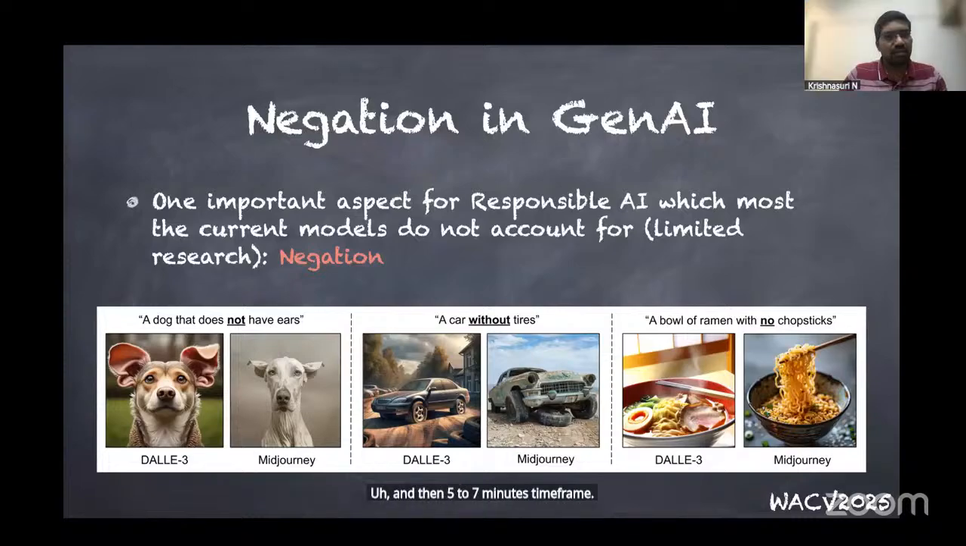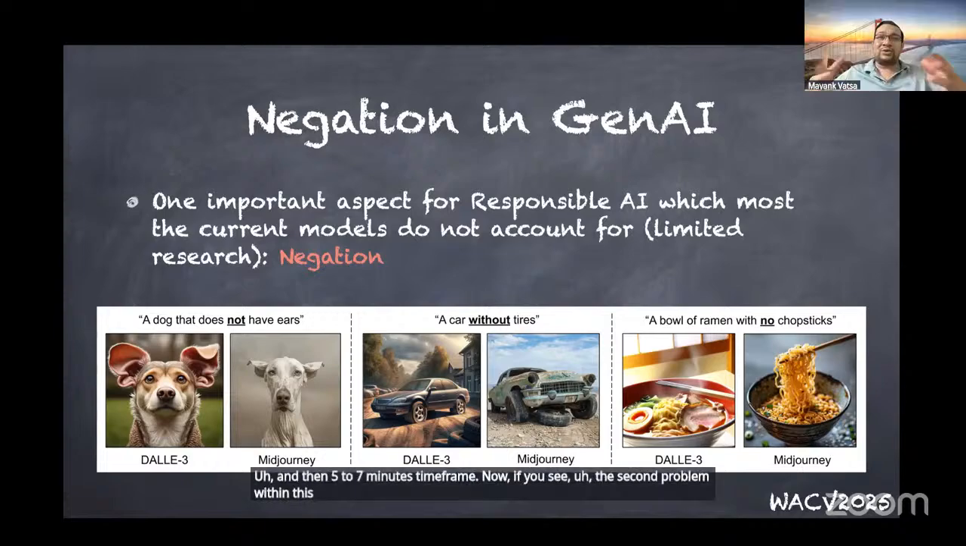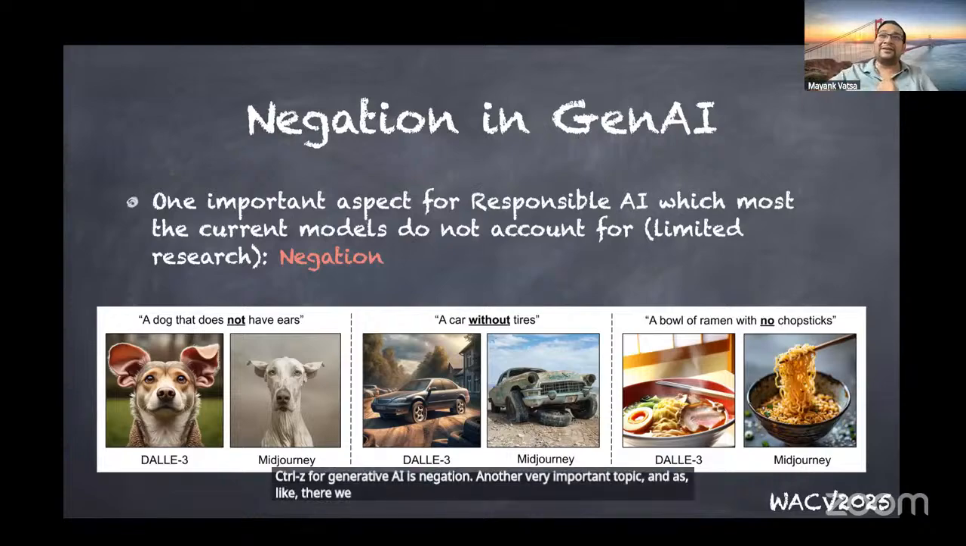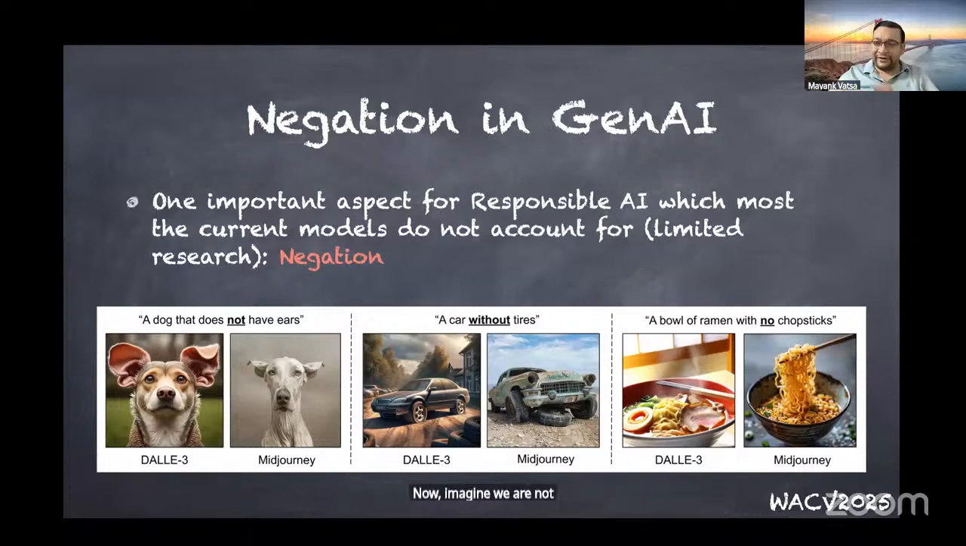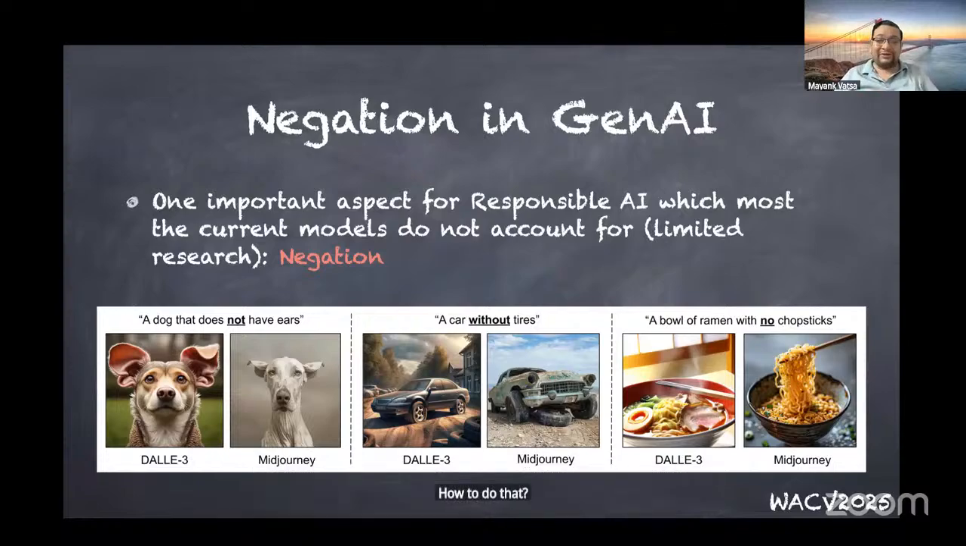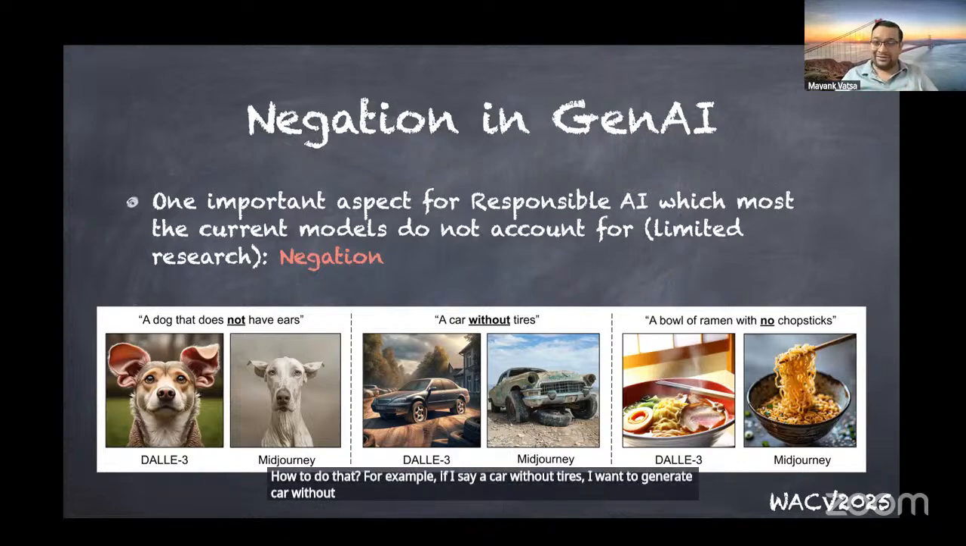Now, if you see the second problem within this whole field of control Z for generative AI, it is negation. Another very important topic. There we are explicitly saying forget this particular concept. Now imagine we are not trying to forget the concept, but when we're generating, we don't want to generate a particular concept. How to do that? For example, if I say a car without tires, I want to generate a car without tires, right?